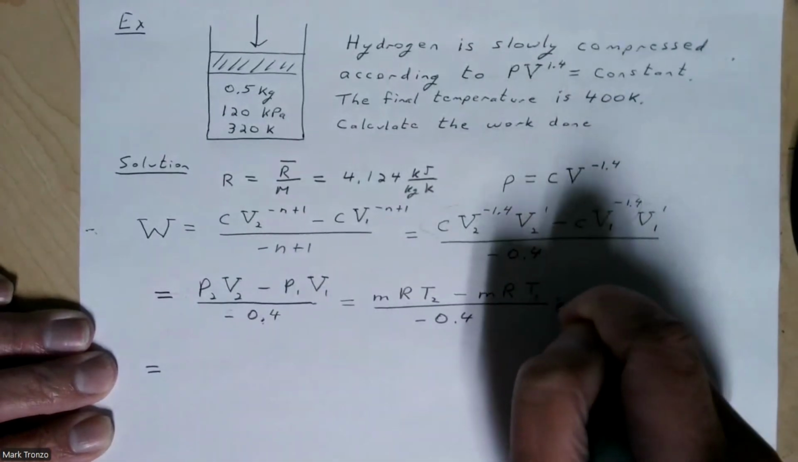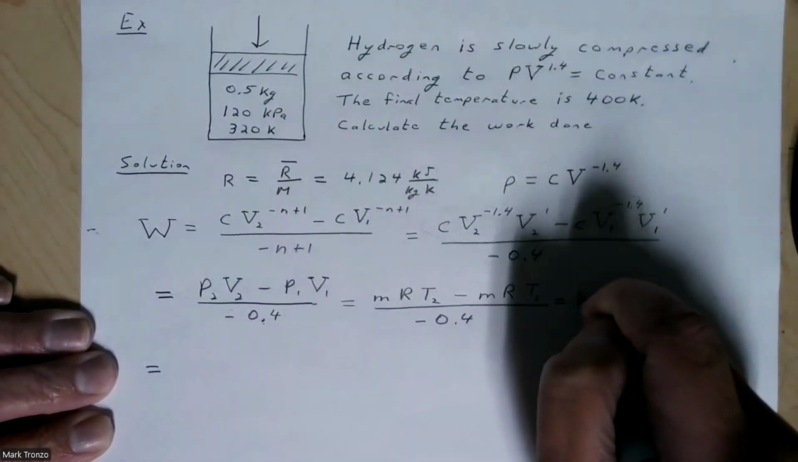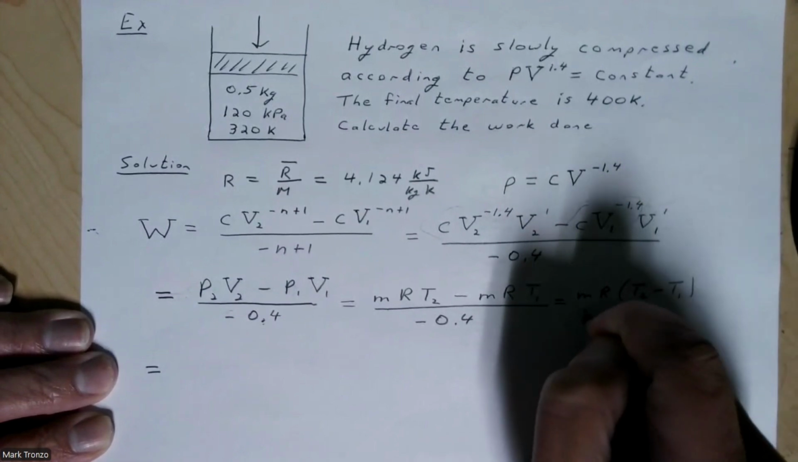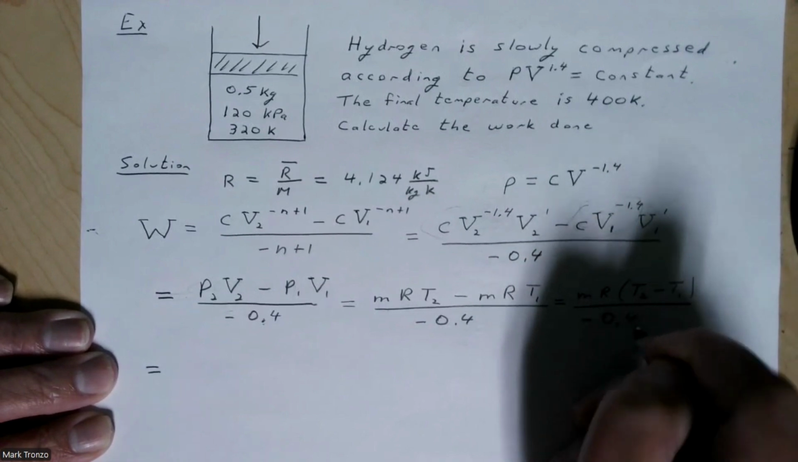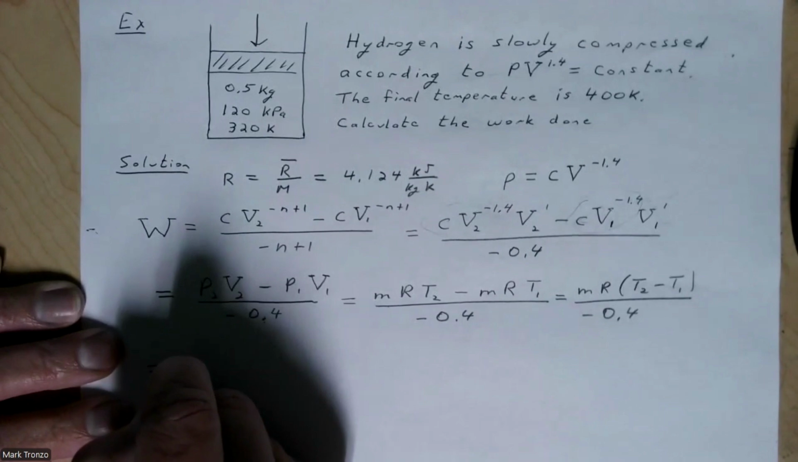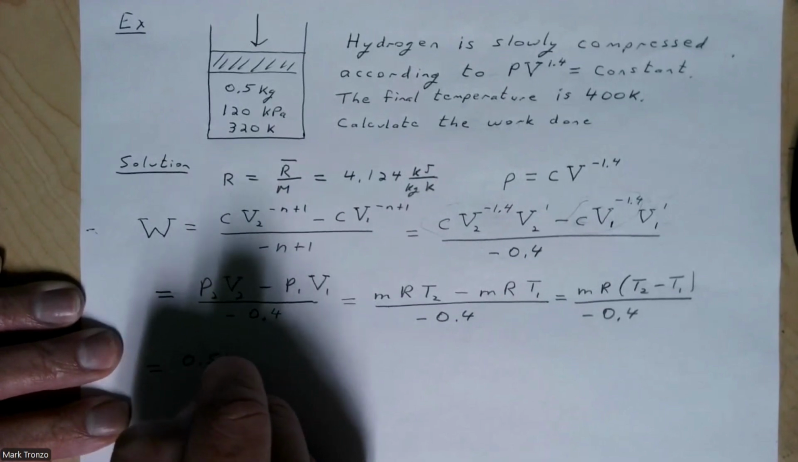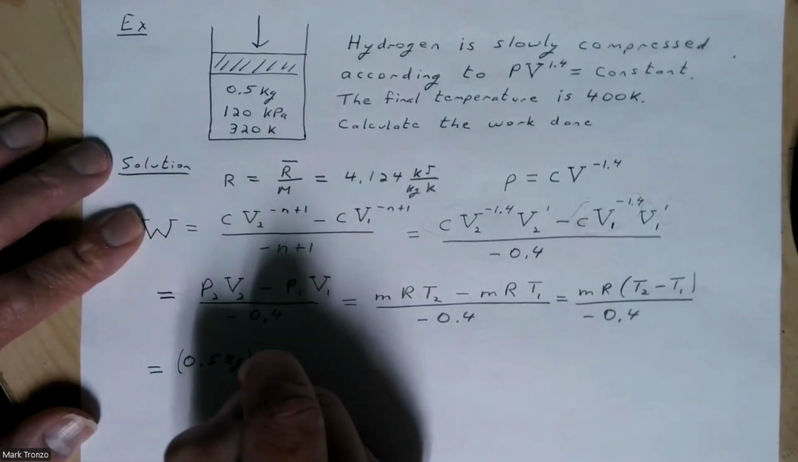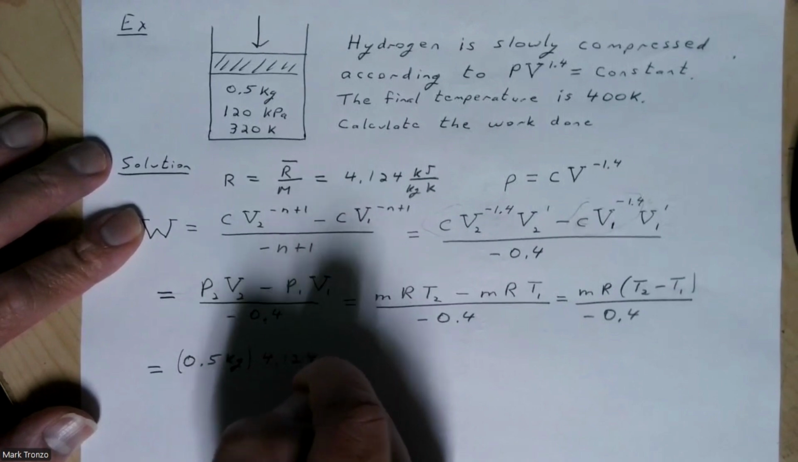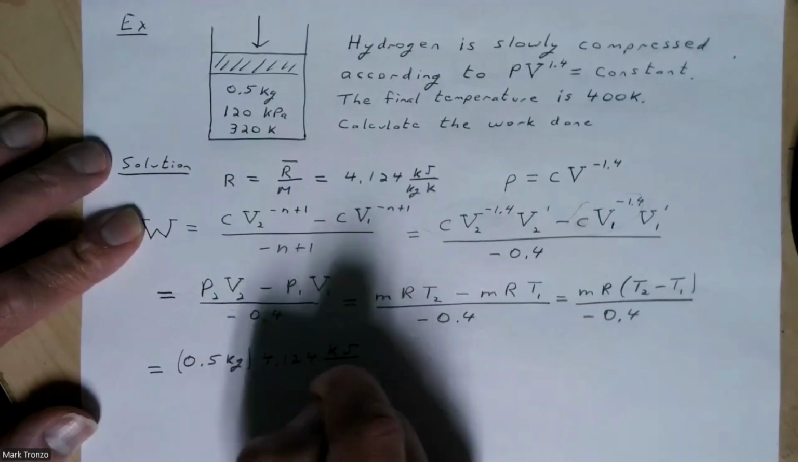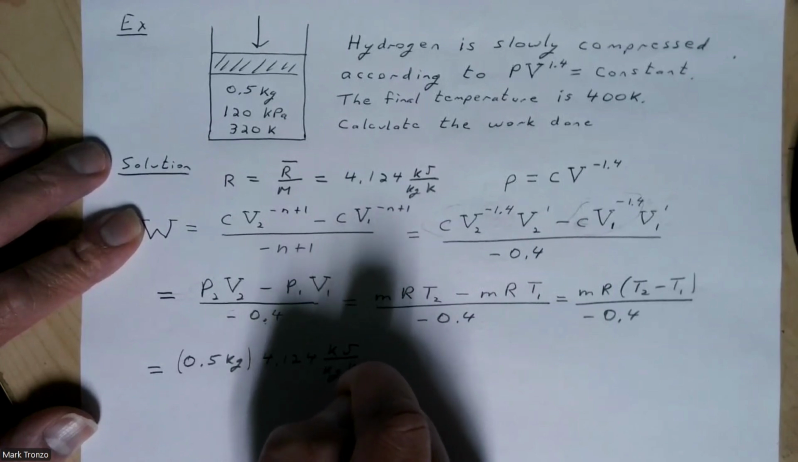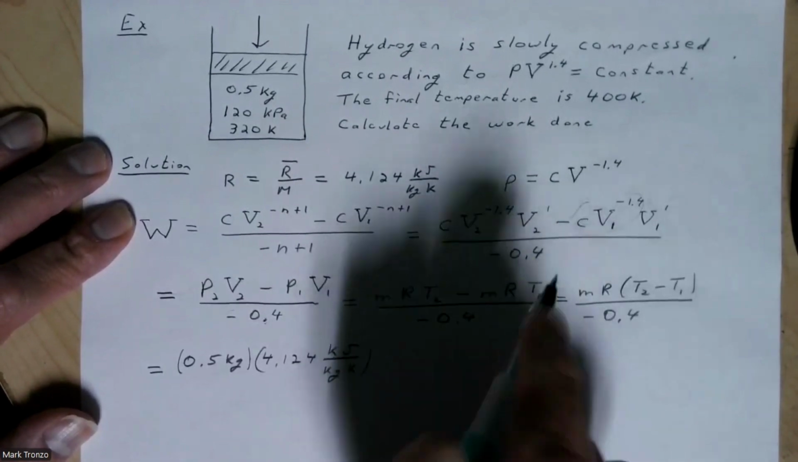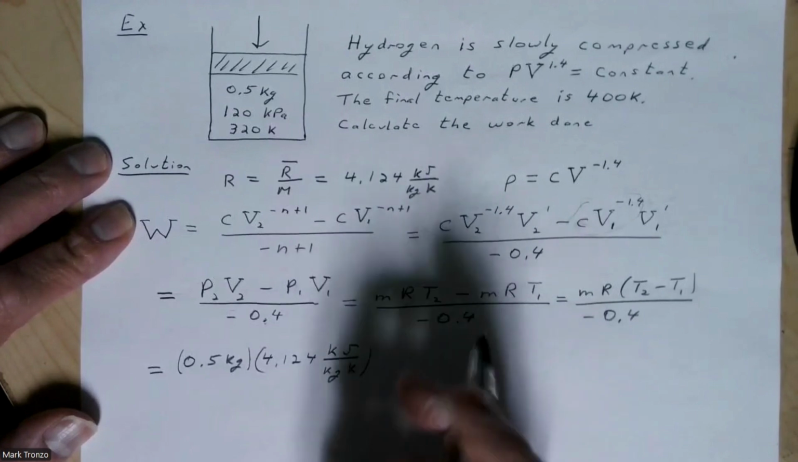And actually, we could even go one step further. We could factor out the M and the R, can't we? And then the M is the mass, which is 0.5 kilograms. The R was 4.124 kilojoules per kilogram Kelvin. Our final temperature is 400, our initial was 320.